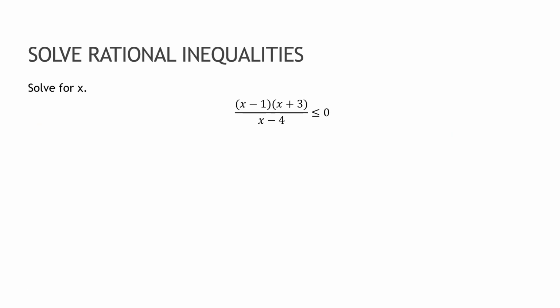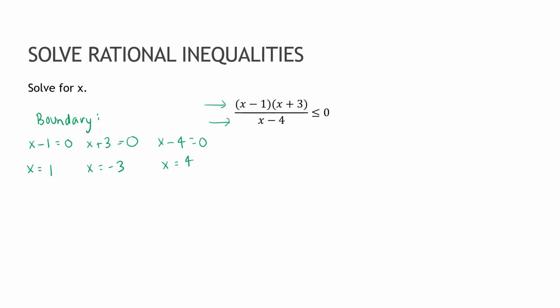Again, thankfully, this guy is already factored for us, so I don't have to do any of the factoring. So what I'm going to do is find my boundary points. My boundary points would be where the numerator is equal to 0, so where x minus 1 equals 0 or x plus 3 equals 0, but also where my denominator is undefined, so where x minus 4 equals 0. So it's really kind of the same thing I did before. So my boundaries are 1, -3, and 4.